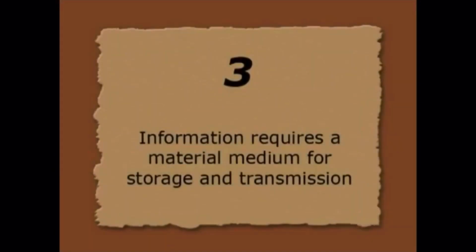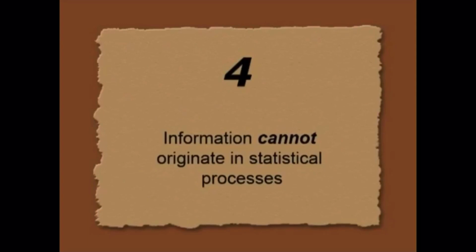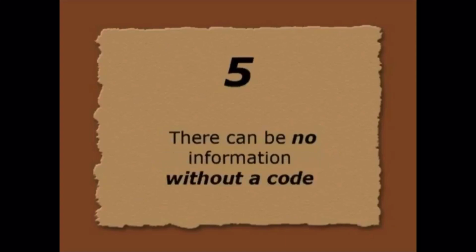The third one is, information requires a material medium for storage and transmission. The fourth one, information cannot originate in statistical processes. Number 5, there can be no information without a code. We have seen it in the examples I showed to you. In all cases, there was a code system.